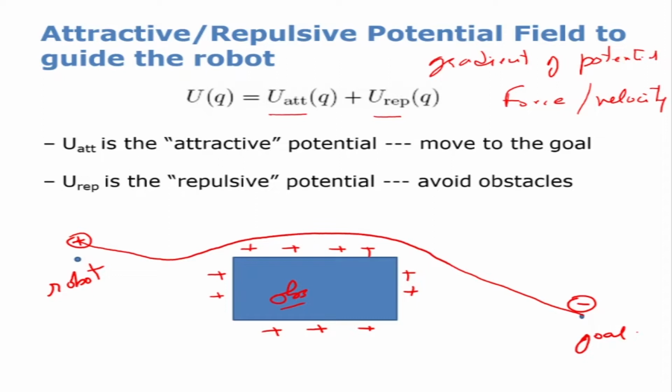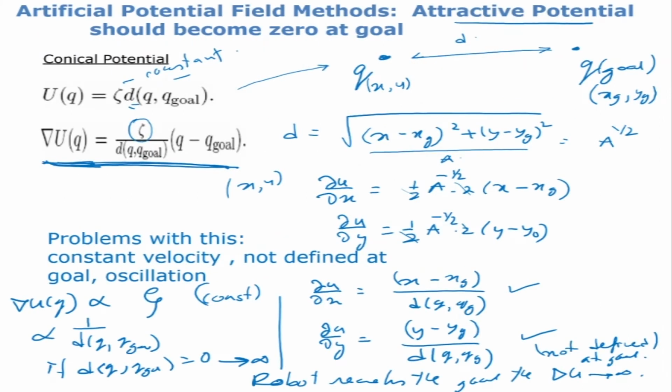Now we have to assign an attractive potential. That means we have to define an attractive potential function, and also a repulsive potential function. What we saw in the last class is that the attractive potential can be a conical potential, u equal to zeta times the distance between the present position of the robot and the goal position. As shown here, if q(x, y) is the present position of the robot and q goal (xg, yg) is the goal position, then d is the distance between them, given by the square root of (x minus xg) squared plus (y minus yg) squared.